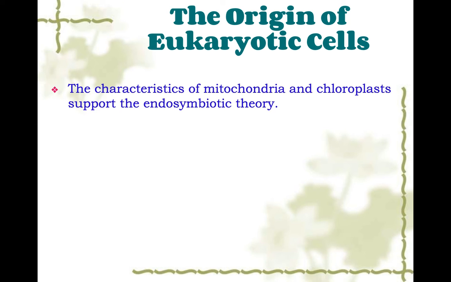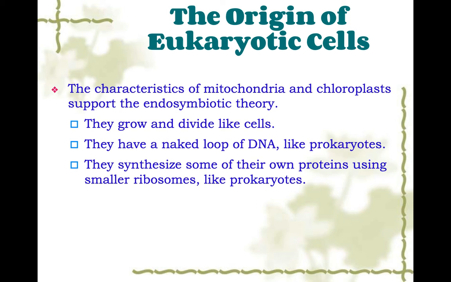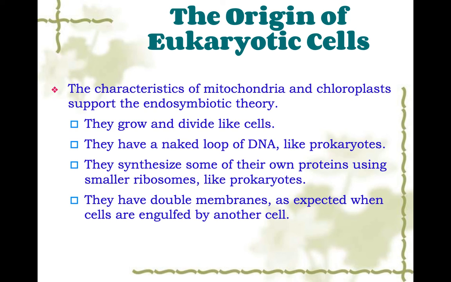So there are characteristics of mitochondria and chloroplasts that support this theory. So one is that they grow and divide like cells. So within a eukaryotic cell, the mitochondria and the chloroplasts actually divide on their own, just like little prokaryotic cells. Mitochondria and chloroplasts have their own DNA separate from that in the nucleus, just like prokaryotes do. They also have their own ribosomes and make their own proteins, which prokaryotes also do. And they have double membranes, which would be what you would expect if a cell was engulfed by another cell. So they really do, when you look at what they're doing, seem to be like little prokaryotic cells within a bigger cell.